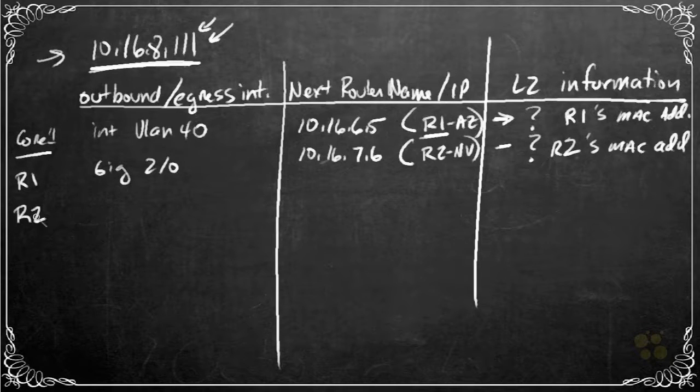So R2 gets this frame, de-encapsulates it, looks at the destination IP address and says, okay, now what do I do? What's my outbound interface? Is there a next hop? And what is the layer 2 information I'm going to include before I send that packet on its way? So what we need to do is let's go take a look at R2 and we'll ask the question with the simple command show IP route.